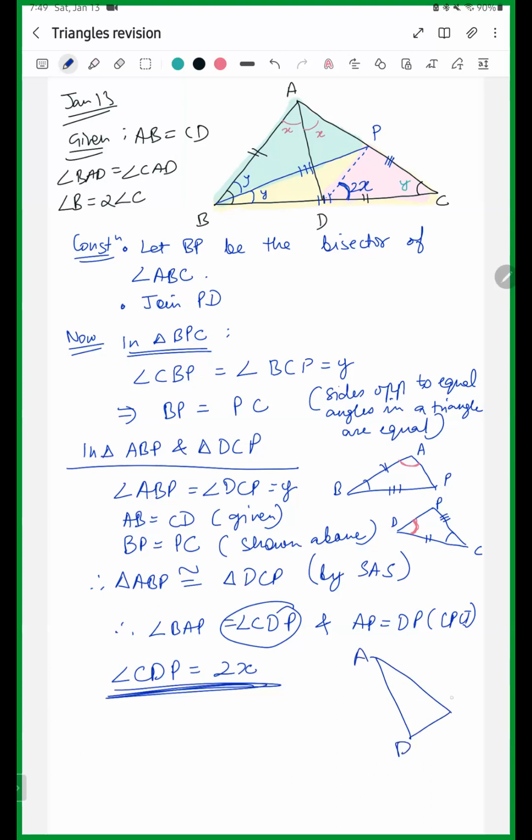Now look at triangle ADP. We have proven that AP is equal to DP. If AP and DP are equal, that means opposite angles will also be equal. So this angle will be equal to this angle, and since this angle is x, angle ADP is equal to x. So now see this triangle.